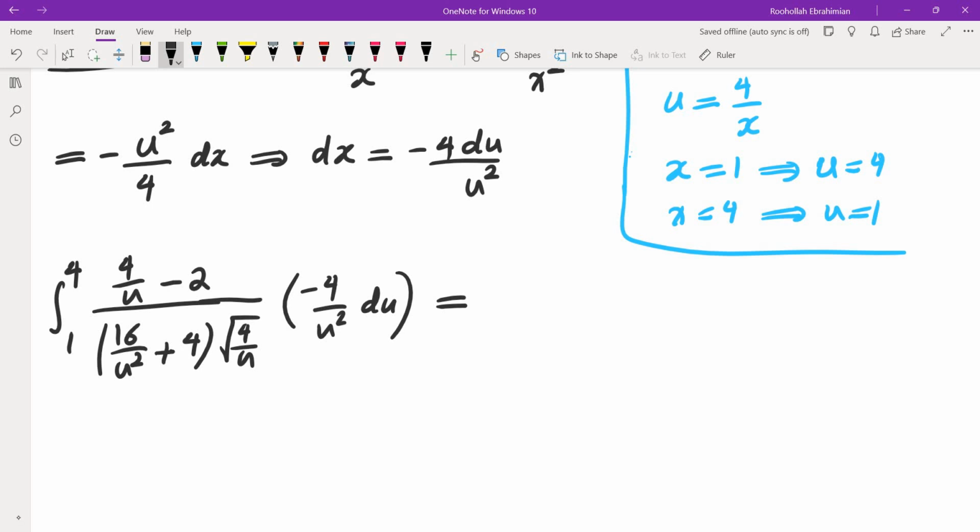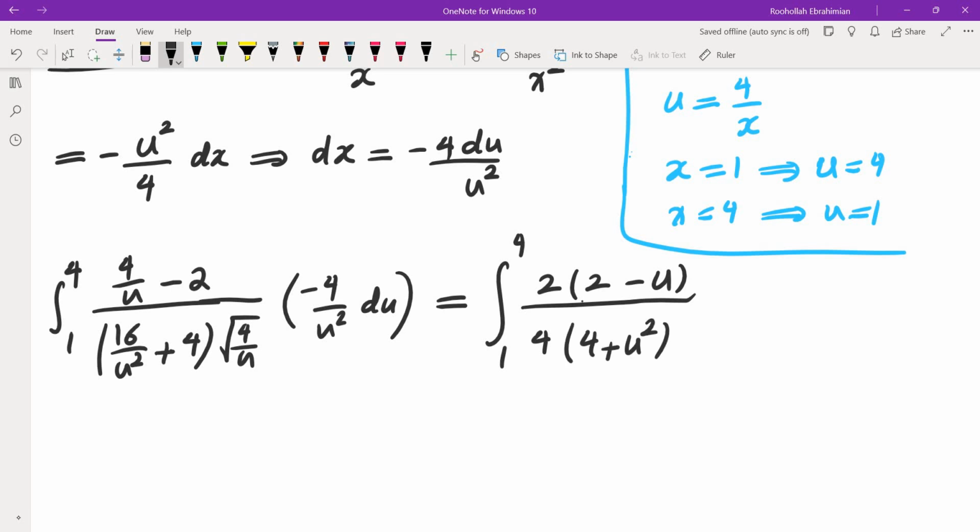So if I clear the denominators, I'm going to get 1 to 4. I can factor a 2 from the top, and I get 2 minus u on top. And I'm going to factor a 4 from the bottom, and I get 4 plus u squared at the bottom. If I multiply the u squared through and the u through, I would get 2 root u. And then there's a minus 4 du here.